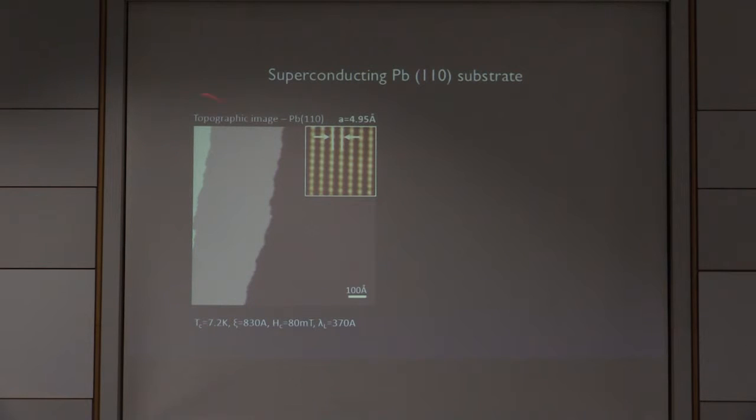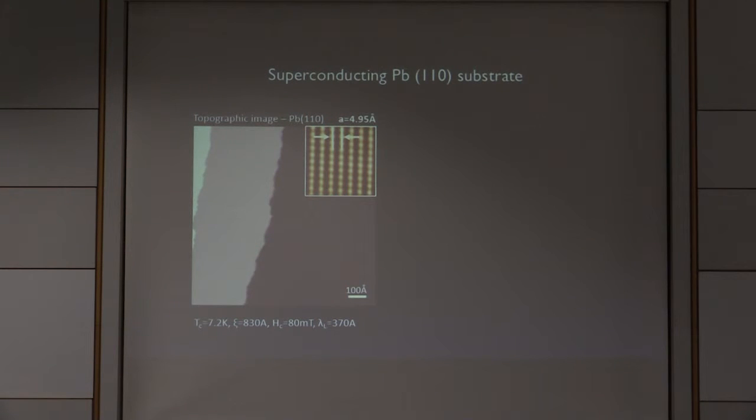And here is an STM topographic image of lead 110, which we used here. And the advantage of the lead is that you can prepare it in a very clean way. So you can actually clean the surface very well. And what you see here are atomic steps of lead. And if you even zoom in, you can actually resolve individual atoms.